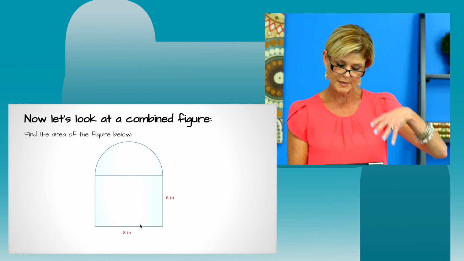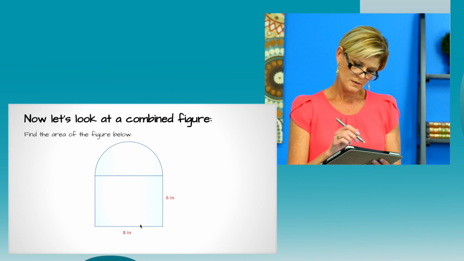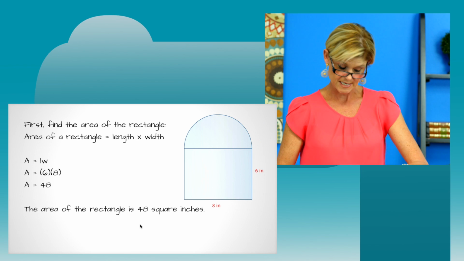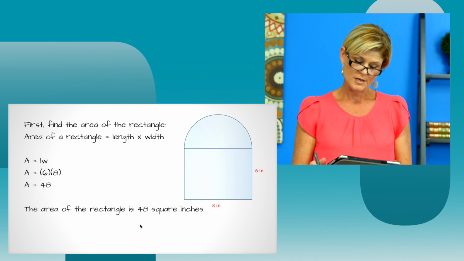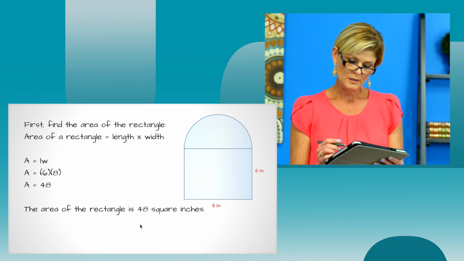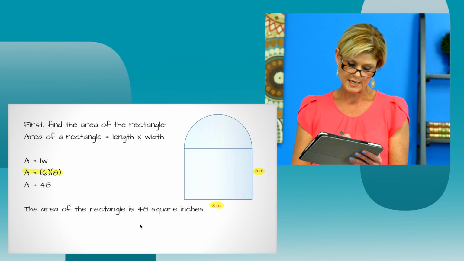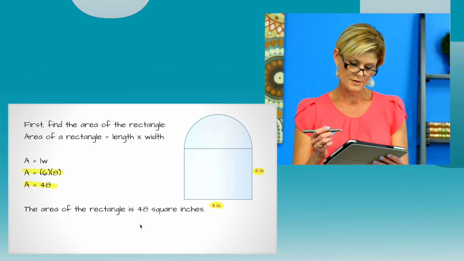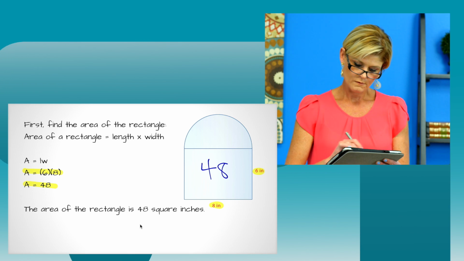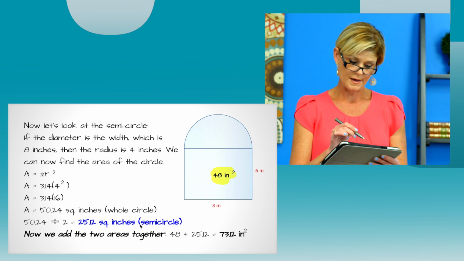You can see here I've got a semicircle and a rectangle. First thing, this is kind of the easy part. Actually, after you practice, I promise it will all be easy. First of all, you need to find the area of a rectangle. Now remember, the area of a rectangle is always going to be length times width. The length is 6 and the width is 8. So area equals 6 times 8. Area equals 48. So the area of the rectangle is 48. I put that in here for you so we could remember.